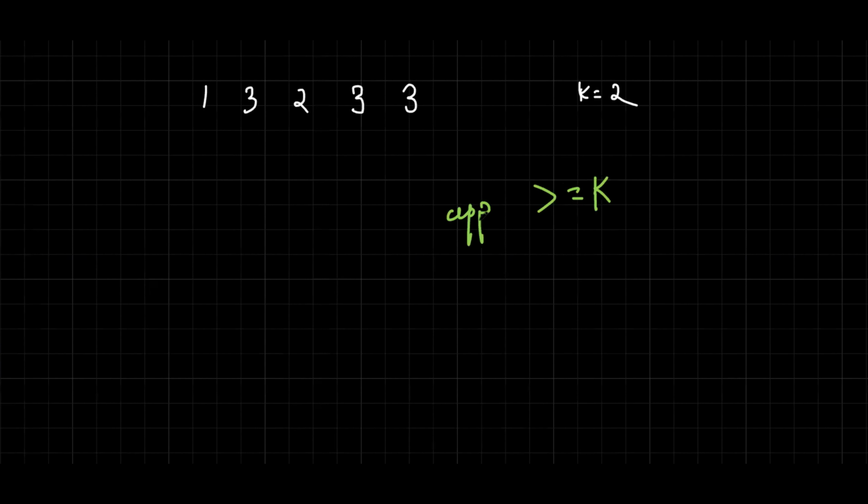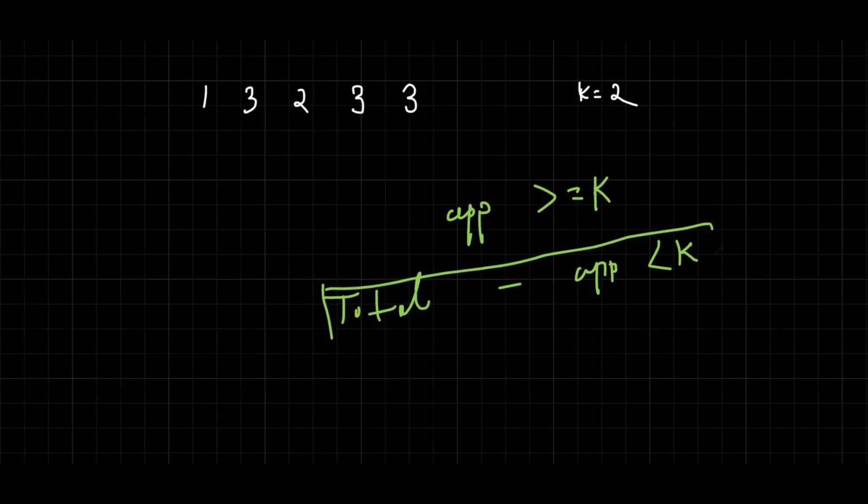Now, let's reverse think the problem. We can simply conclude that if we take the total subarrays of this given array and subtract the number of subarrays where the maximum element appears less than k times, we will find the total number of subarrays where the appearance of 3 is greater than or equal to k.